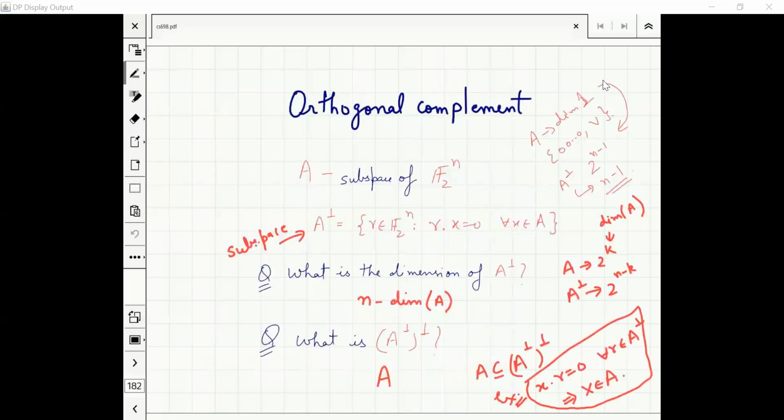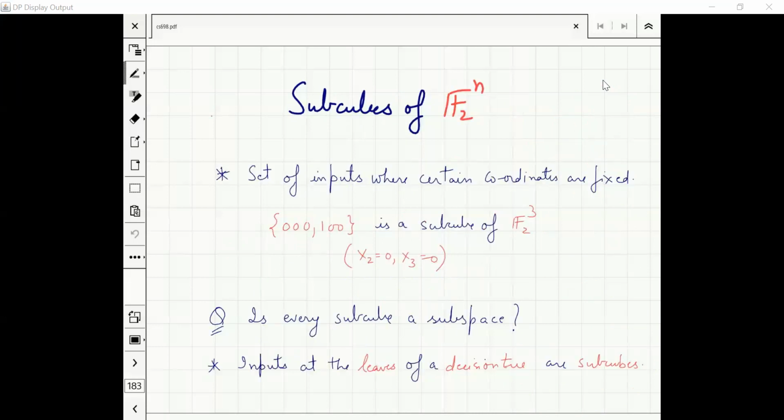Questions about these subspaces, the orthogonal complements? The subspaces have a very nice structure here. Remember, we can count the number of elements too. And we can define subcubes of F to the power n also. This is, in some sense, coming from our intuition of the hypercube.